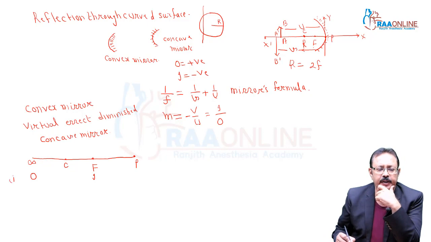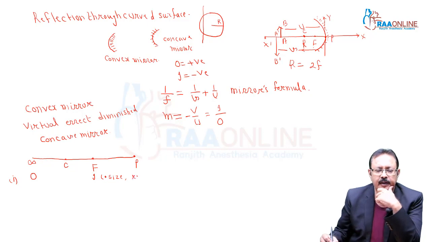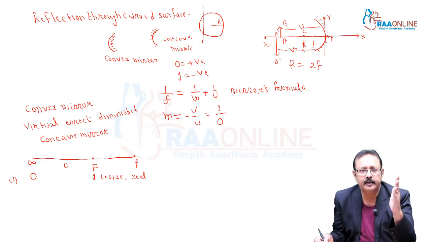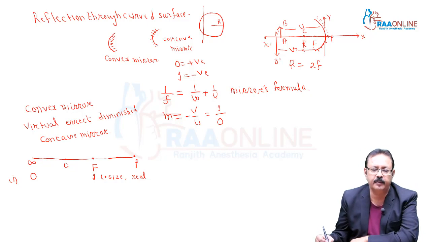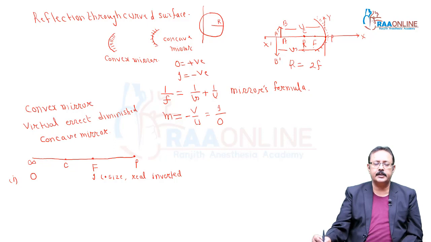What is the nature of the image? The nature is point size, real. All real images in lenses or in mirrors are inverted. Real means inverted. You will find a point size image which is real and inverted.